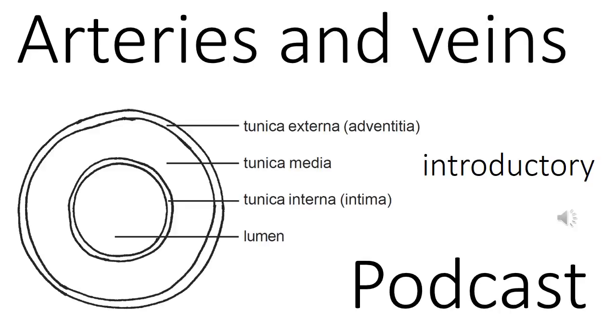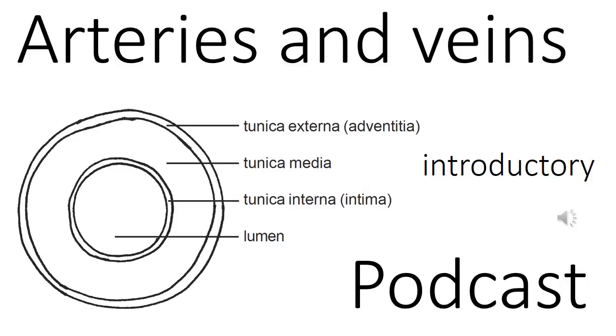In this podcast, we're going to be thinking about arteries and veins and the differences between arteries and veins. Now, the arteries describe a network of tubes going throughout the body, and they are all taking blood from the heart, away from the heart. So that is the definition of an artery. An artery or an arterial vessel is any vessel which is carrying blood away from the heart.